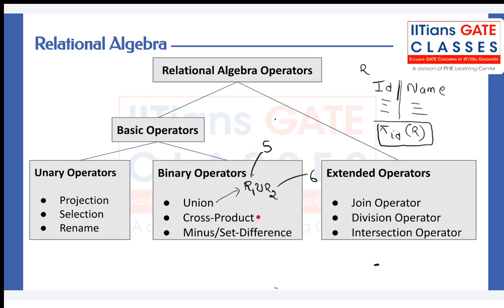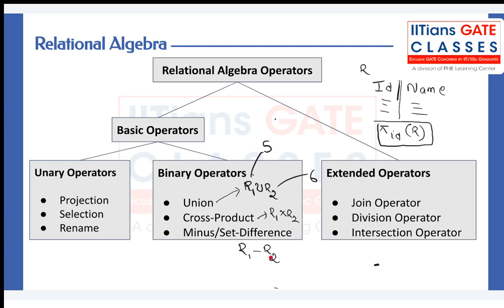Cross product is very simple. I will discuss cross product for some time, so hold on to that. Set difference is pretty easy to look at. It's nothing but R1 minus R2. So you retrieve all the tuples in R1 that are not present in R2. It's like set difference, so I'm not going inside all of that.